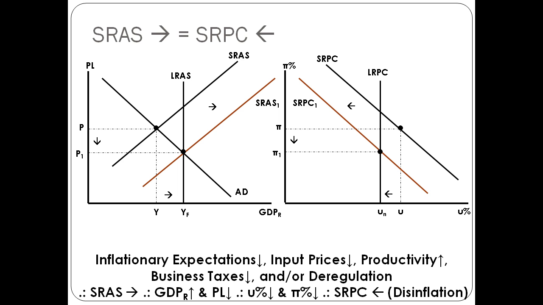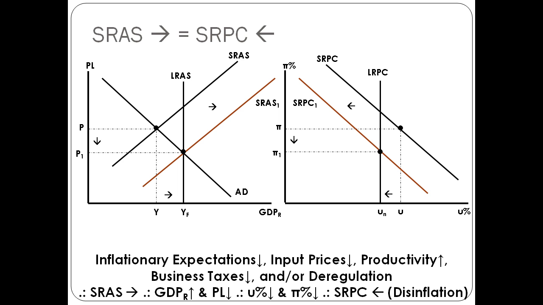Now, on our ADAS, we're going to take a look at where SRAS1 intersects aggregate demand. You can see we have a new lower price level, and we're back at full employment output. Now, we're going to connect that price level over. As you can see, inflation went down from pi to pi 1. We connected over to the new Phillips curve, SRPC1, and we go down, and as you can see, we're at a lower level of unemployment.